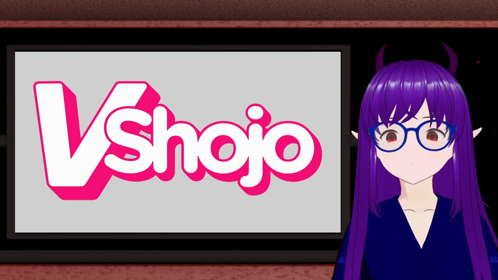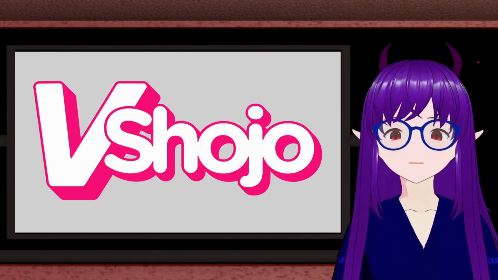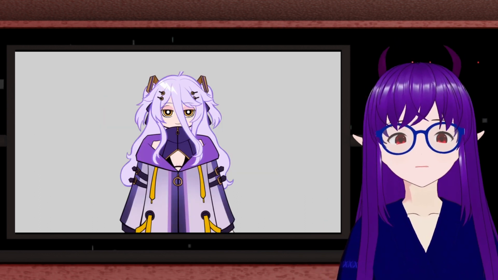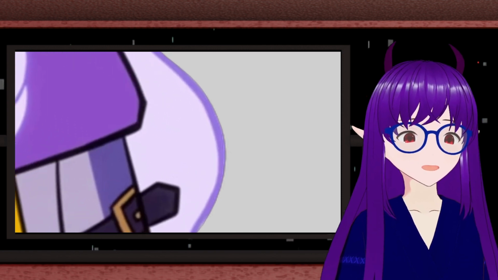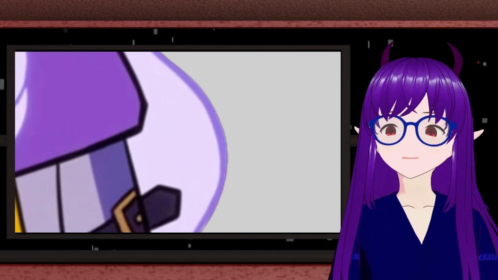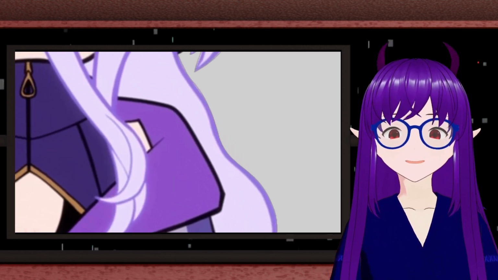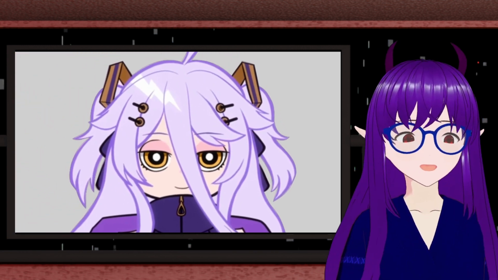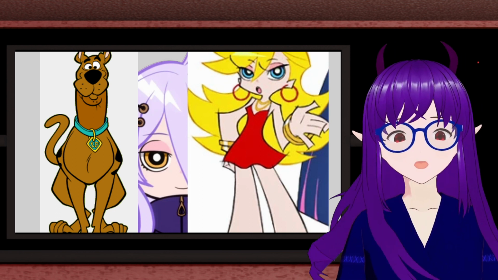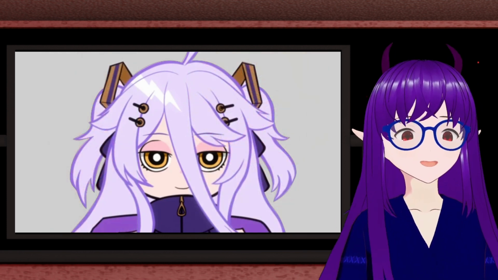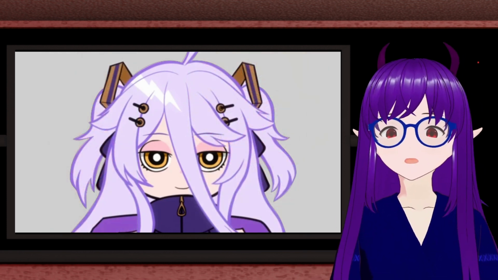VShojo is launching a new VTuber called Henya. So let's look at her design. The first thing that jumps out to me is the style. She uses very thick outline and is shaded flat. This gives a super stylized look and is more in keeping with Western animation or Western inspired anime like Panty and Stockings. However, there are a few more things about the outlines that you might have noticed.